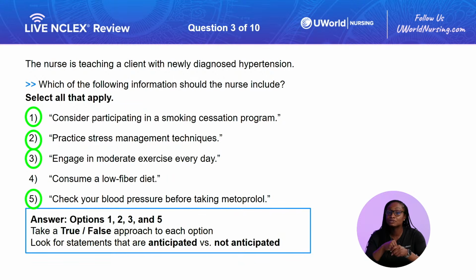The reason option 4 is incorrect is because we actually want to consume a high fiber diet, because high fiber can reduce your cholesterol, and cholesterol also hinders that plaque in your arteries and causes hypertension and other problems. So if we can have a high fiber diet, we're going to have lower cholesterol and it'll be all good. So high fiber, not low fiber. But you did good.